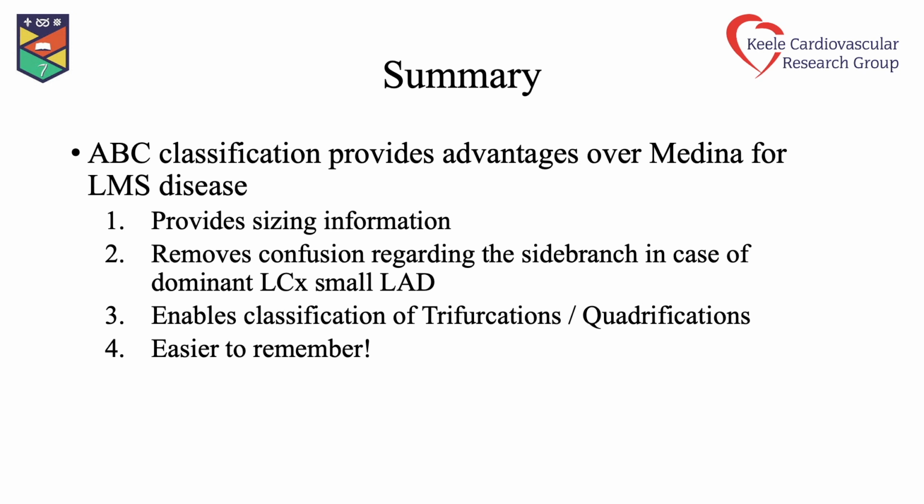So in summary, the ABC classification provides advantages over Medina for left main stem disease in that it provides sizing information, removes confusion regarding the side branch in case of dominant left circumflex and small LAD. It enables classification of trifurcations and quadrifurcations, and it's easy to remember.